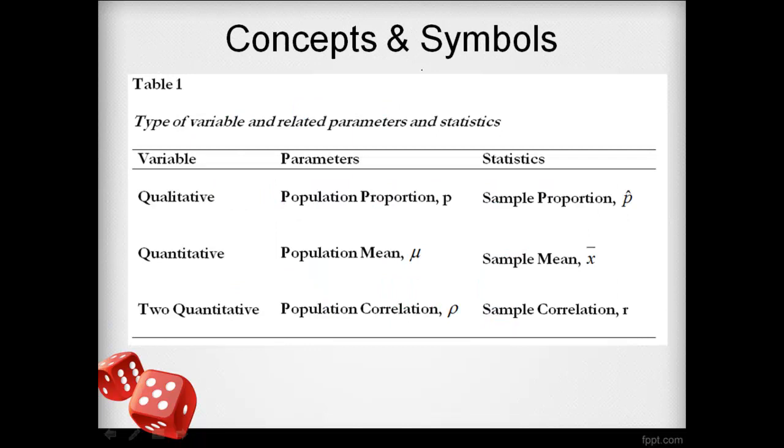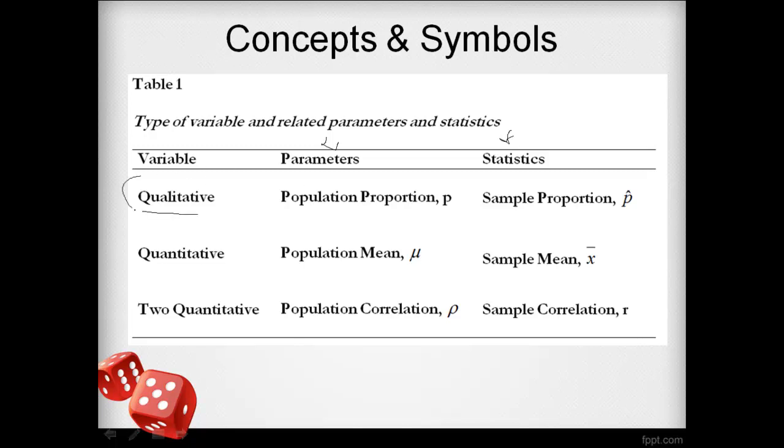Okay, in this table, just an overview of some of the symbols and concepts that we use throughout the class. First of all, at the top here, we have parameters. Those are characteristics of the entire population. And then we have statistics. These will be characteristics of a sample.